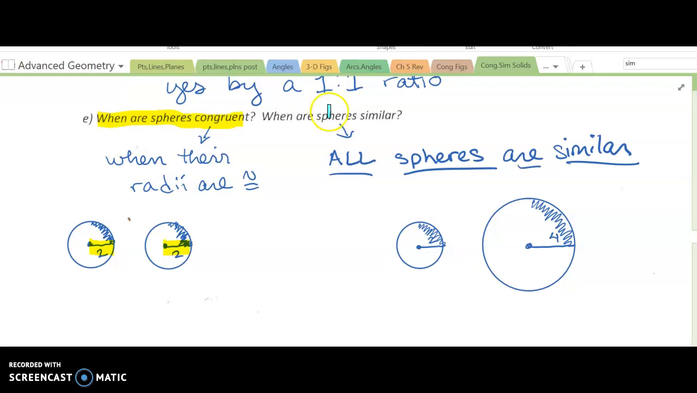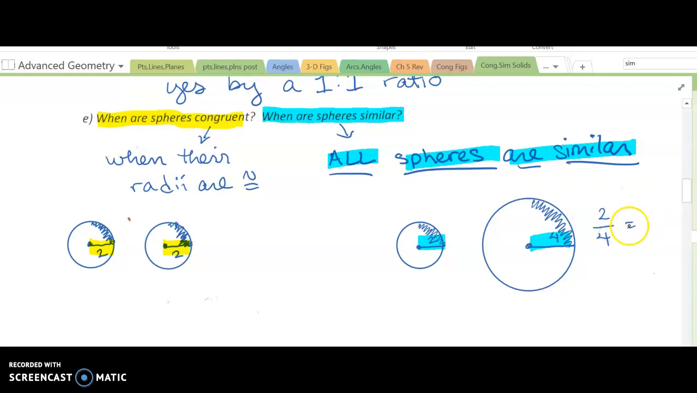And then, when are spheres similar? Anytime. All spheres are similar because there's only the one dimension that you're measuring on any sphere. There's not length, width, height. There's just the radius. That's it. And so because you always only have that one number, there's nothing else for it to be equal to. It is the ratio. This is a 2 to 4 ratio, which of course reduces to 1 to 2, but all spheres are always going to be similar because there's only the one dimension to compare. There's nothing else for it to be equal to.